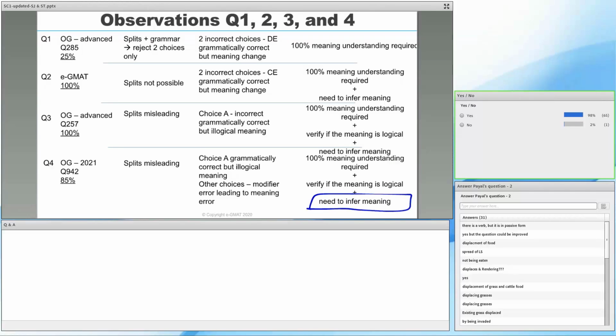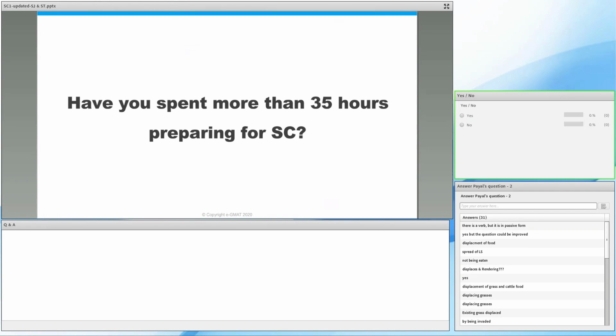So in this section, we are going to talk about some really interesting facts, and I'm going to help you understand something you need to keep in mind if you want to ace GMAT sentence correction. So I'm going to end the poll here, clear all the answers, and let me ask you a few questions. The first question: have you spent more than 35 hours preparing for GMAT sentence correction? If you have, please mark a yes. Let's get to know you better.